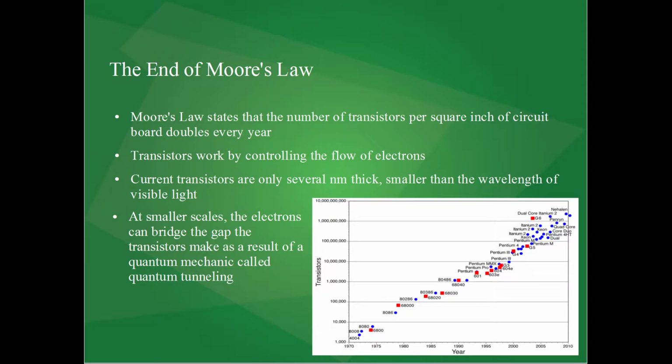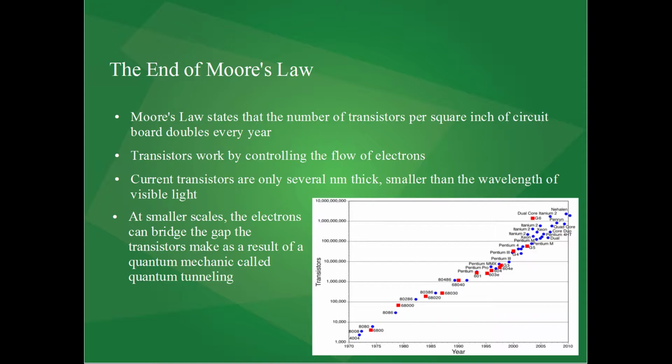Traditional computers get more efficient by increasing the density of their transistors on their circuit boards. This follows an exponential pattern, which is called Moore's Law, which states that every year or two, the number of transistors per square inch on a circuit board will double. Transistors work by controlling the flow of electrons throughout a circuit. The current transistors are so small they're nanometers thick, which are smaller than wavelengths of visible light.